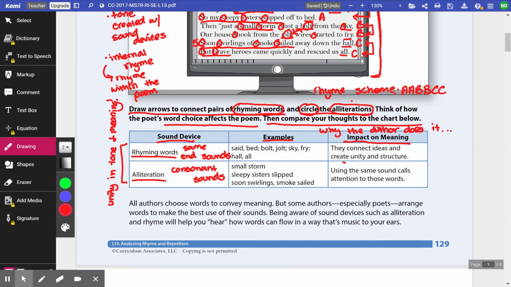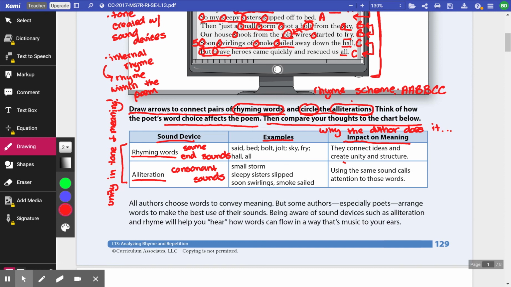So these sound devices are working together in the same poem to help us understand what the author means and what the author's trying to get across to us. So let's go ahead and break this down. Let's look at our first row. The sound device we're dealing with is rhyming words. We picked out several examples from the text, and they're all here for us.